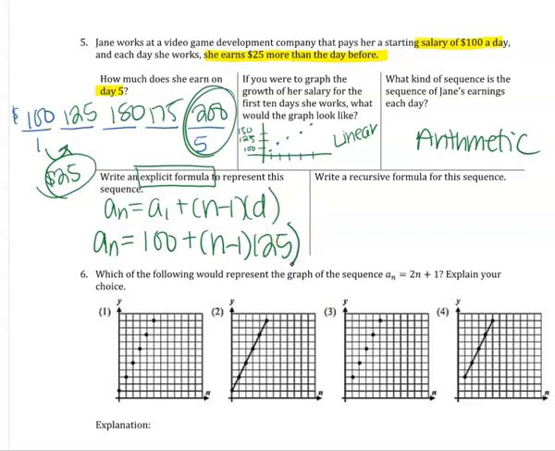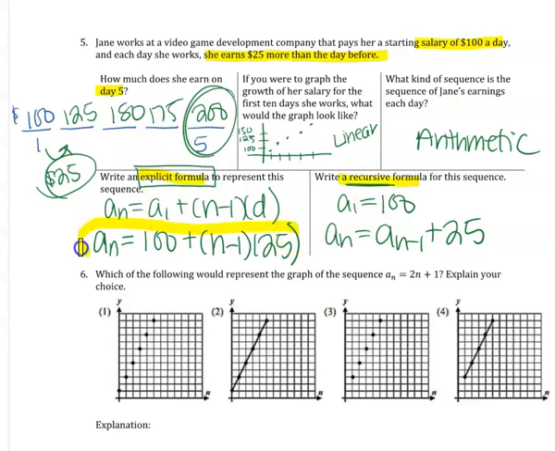Done. That's your formula. So now to describe it recursively, which is with 2 parts, my first term is 100. If I want the next term, I'm going to take the previous term and do what to it? Add 25. Done. That's your recursive formula. So again, knowing what I'm asking here and how to utilize those formulas is super important. Once you know that, it's actually really not that hard.